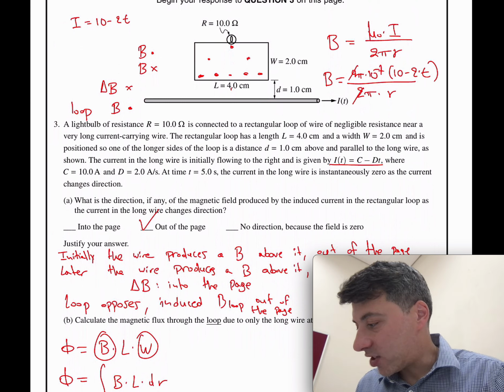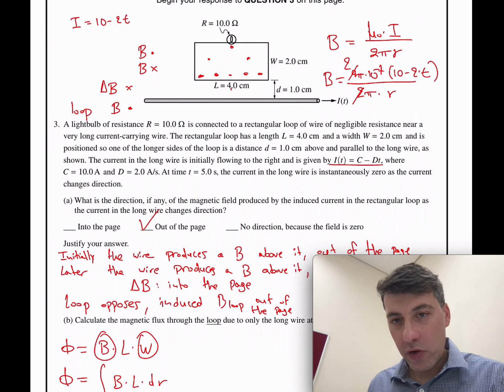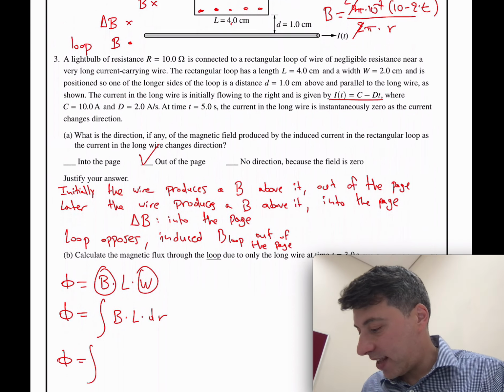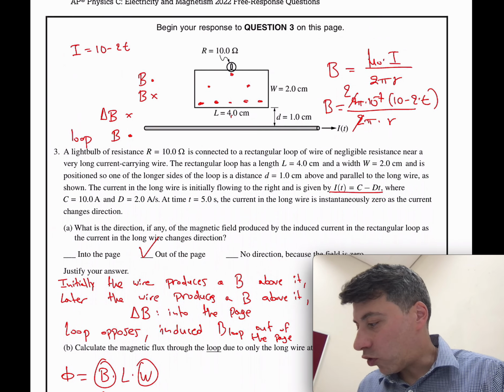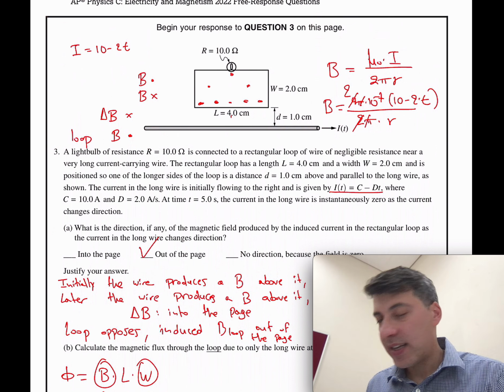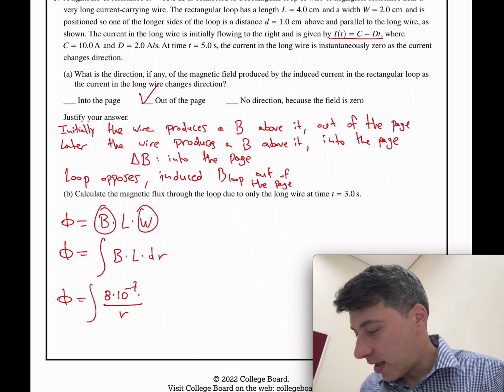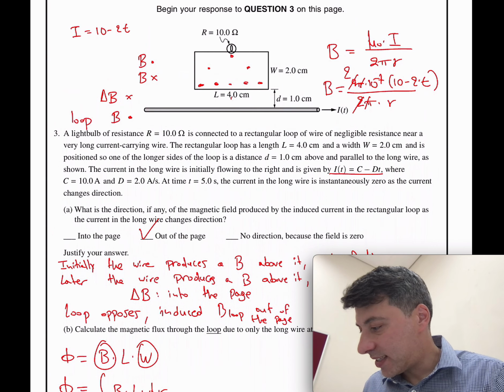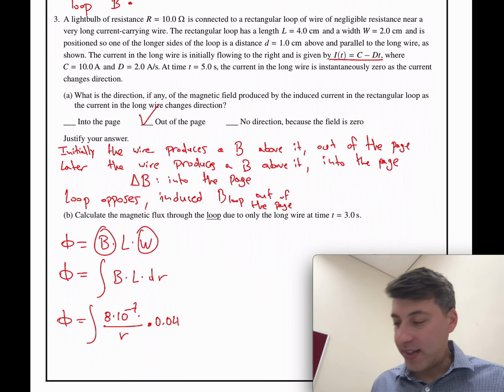This 4 and this 2 will cancel, so we'll have 2 times 4, so 8 times 10 to the power of negative 7. Also the pi and the pi cancel, and we have over r, and the length is 4 centimeters, so 0.04 multiplied by dr.